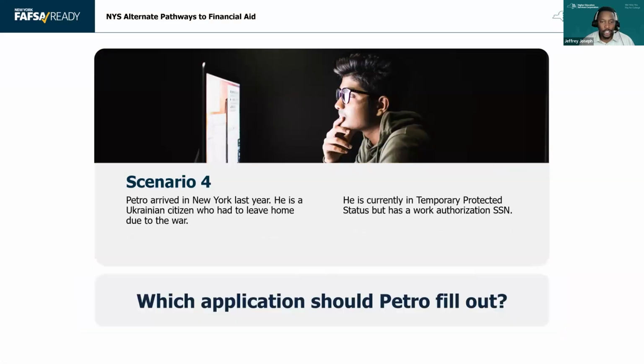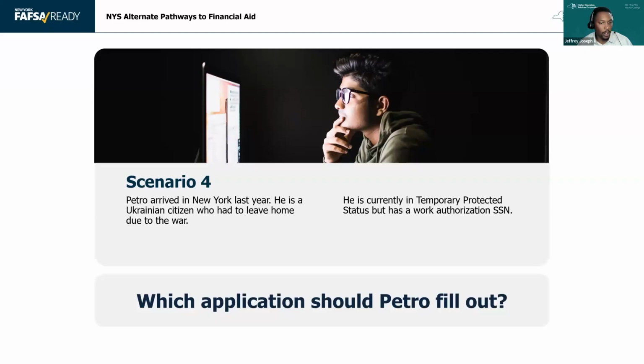All right, and then the last one. Pietro arrived in New York last year. He's a Ukrainian citizen who had to leave home due to the war. He is currently in temporary protected status, but has a work authorization and SSN. Which application is best for this student? Boom, they're flying in now. All right, Renee, Megan, yep, Stacy there. Brandy's back, yep. All right, Natalie, all right. Maria, Patricia, a lot of Dream Acts happening.